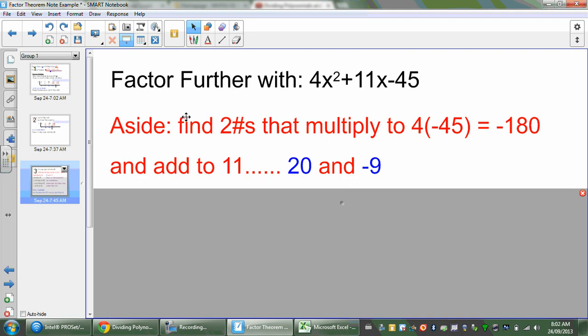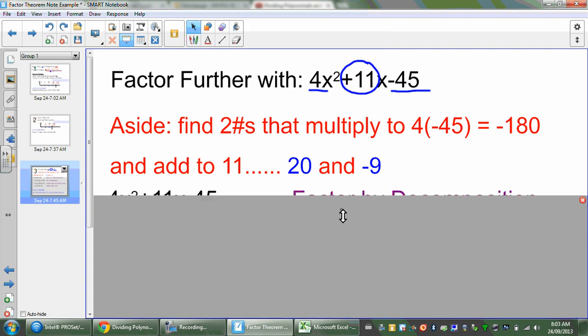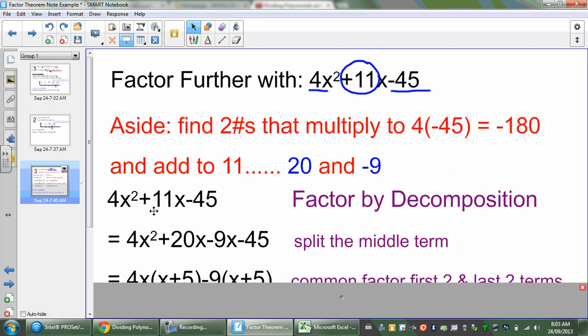That means I need to find two numbers that multiply to the same value as 4 times negative 45, which is negative 180. And they have to add to the middle term, the positive 11. And so the two numbers are positive 20 and negative 9. And then I did this by decomposition.